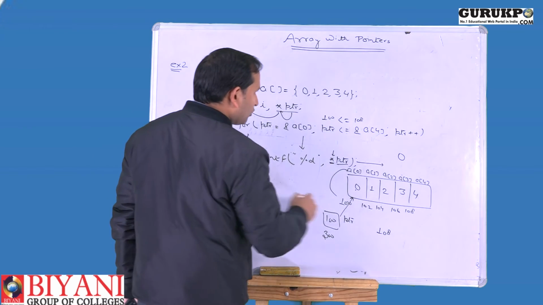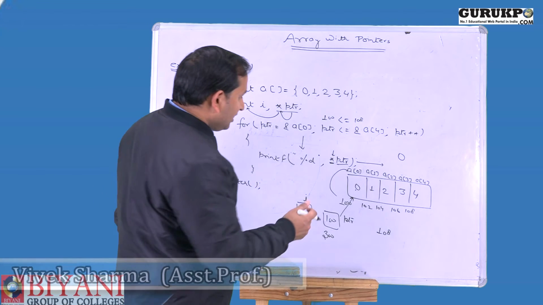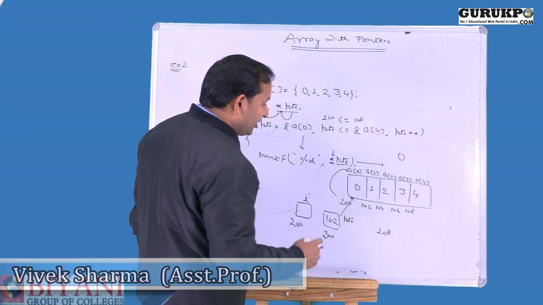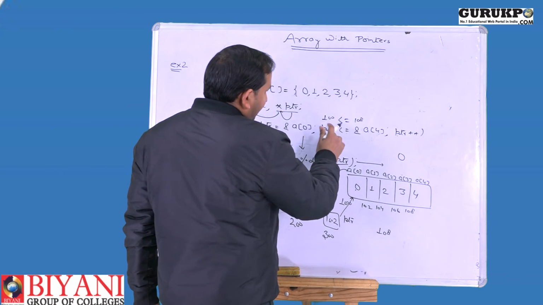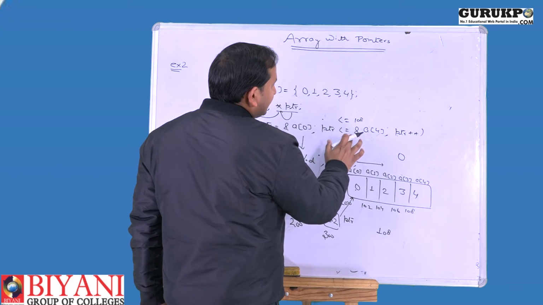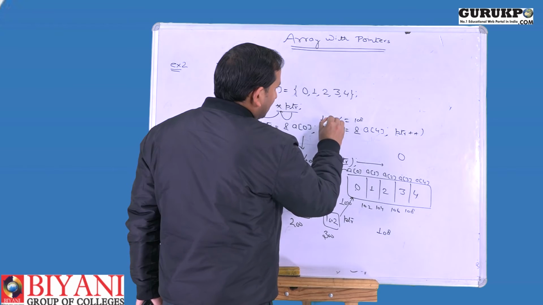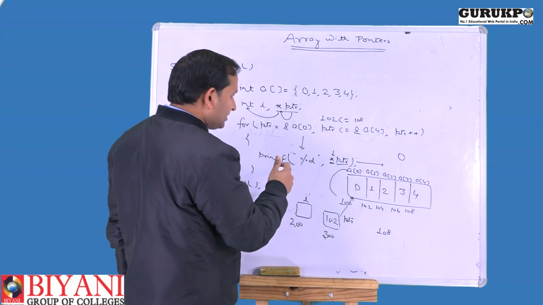Next, control goes to PTR plus plus. Now the PTR value will be increased by 2 by default because it takes an integer address. So now PTR is 102. Again we check the condition, PTR is less than or equal to address of A of 4. Now PTR is 102, and 102 is less than 108. The condition is fully satisfied. Control enters inside the for loop.